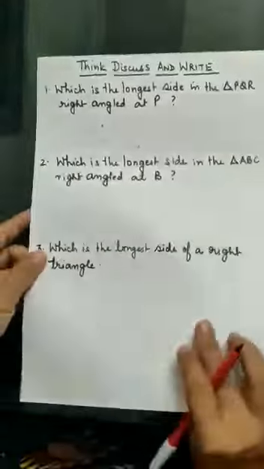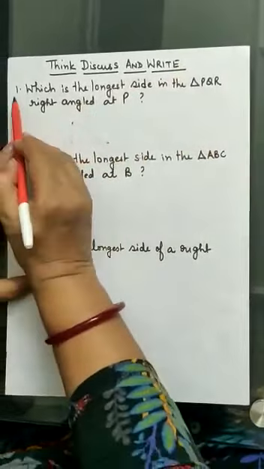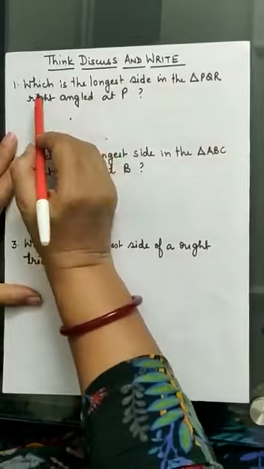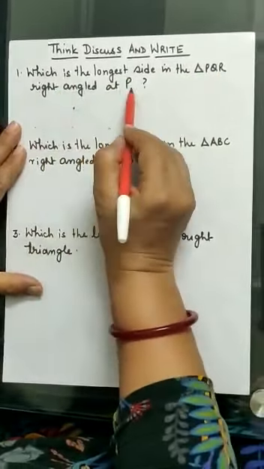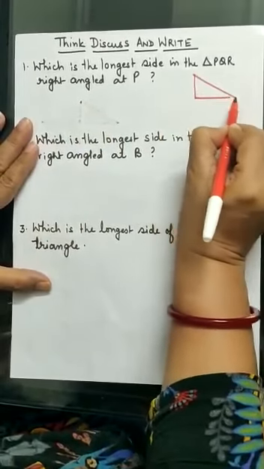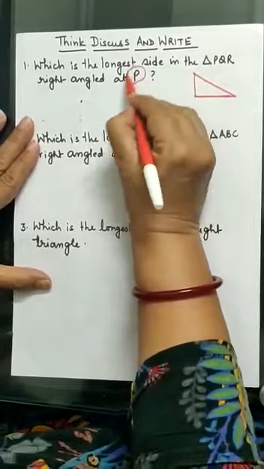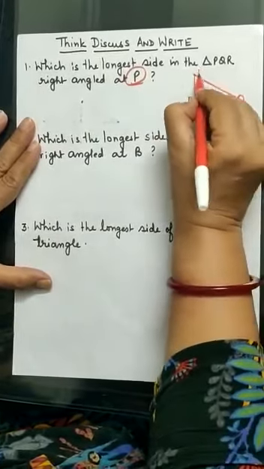Now we come to think, discuss and write. First question. Which is the longest side of the triangle PQR right angled at P? So let us first draw a right angled triangle. PQR, right angled at P means we write P here. Now here Q and R.